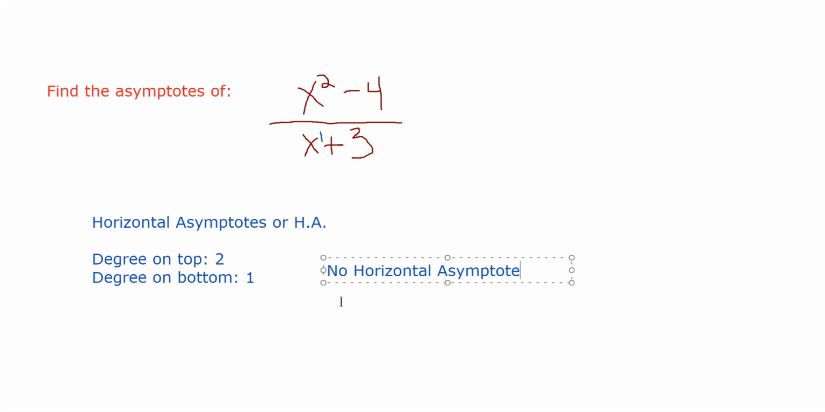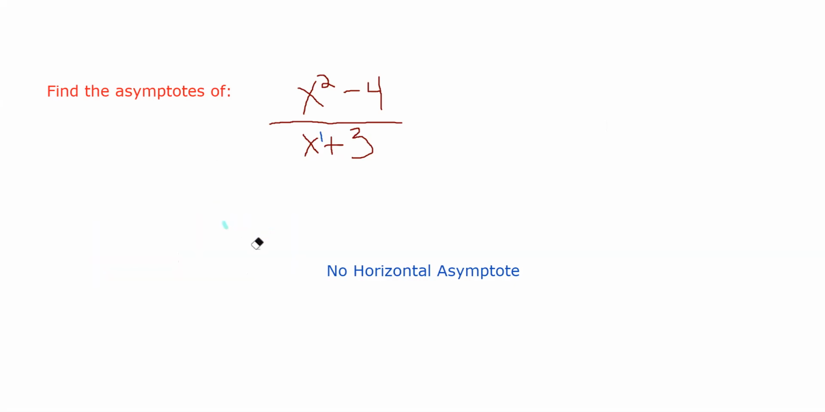When the degrees are the same, whenever the degree on top equals the degree on bottom, the horizontal asymptote is the horizontal line y equals the ratio of the top lead coefficient to the bottom lead coefficient. And then whenever the degree on bottom is strictly larger than the degree on top, your horizontal asymptote is going to be the line y equals 0, which is also the x-axis. But for our case here, the degree on top exceeds the degree on bottom, so there's no horizontal asymptote to worry about. But you still need to check for it.